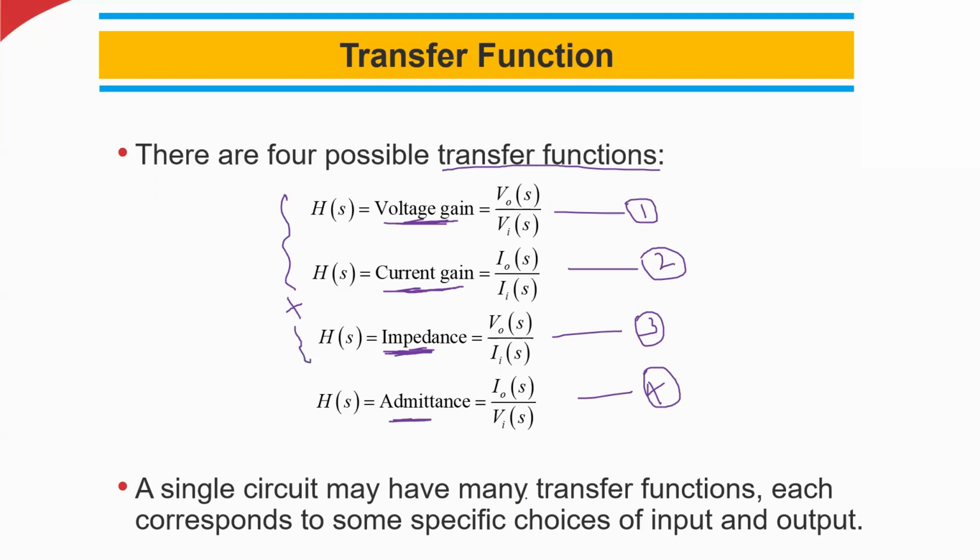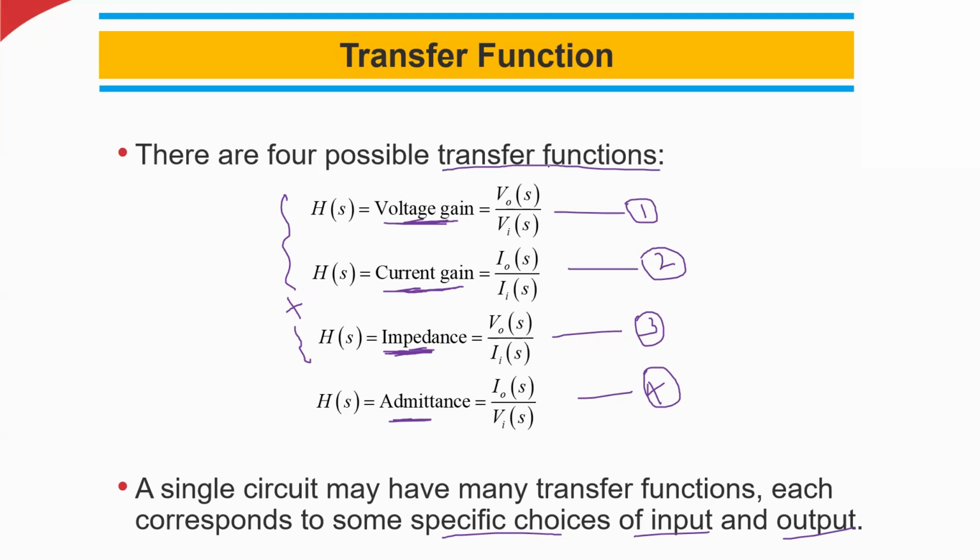A single circuit may have many transfer functions if you represent it in terms of voltage or current or impedance. Each corresponds to specific choices of input and output. If you are only considering output voltage and input voltage, you will get this kind of transfer function. If you consider only output current and input current, you will get the current gain. If you consider output voltage and input current, then it will be impedance, and so on.